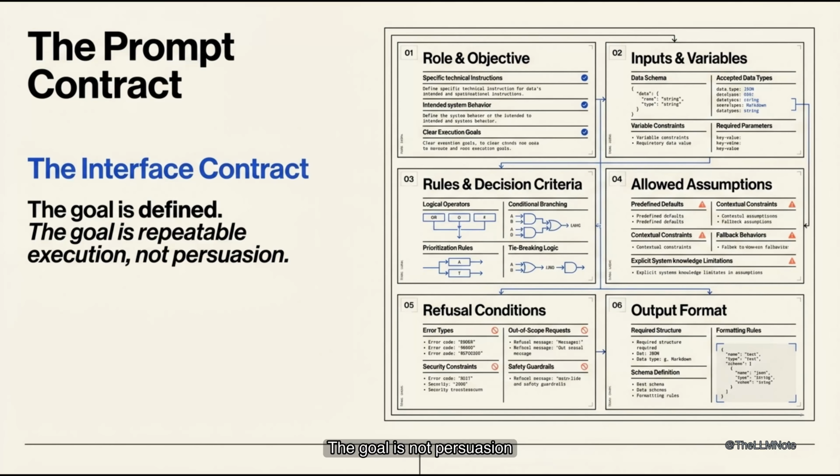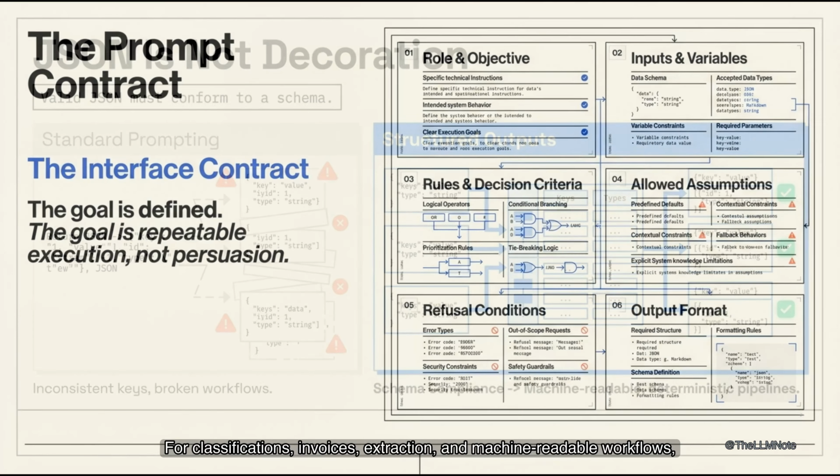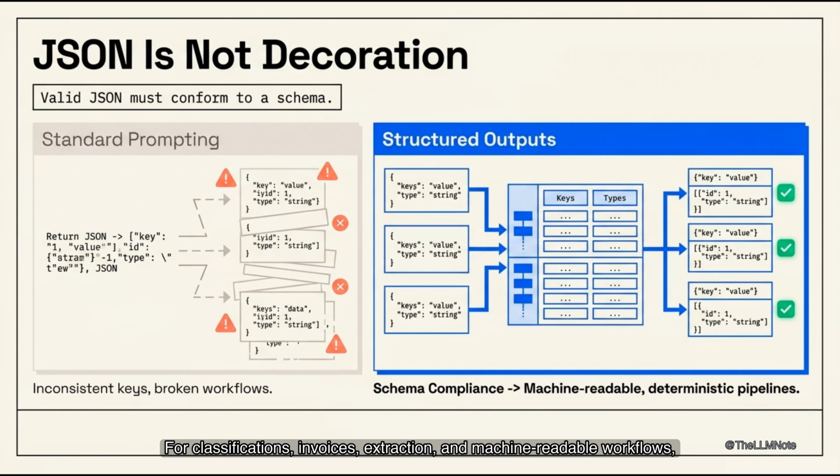The goal is not persuasion. The goal is repeatable execution for classifications, invoices, extraction, and machine-readable workflows. Returning JSON alone is not sufficient. Anthropic recommends using structured outputs. This ensures valid JSON conforms to a defined schema. Schema compliance is the main purpose of this feature.